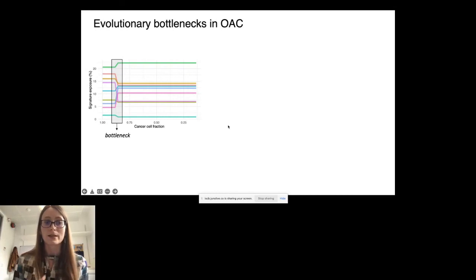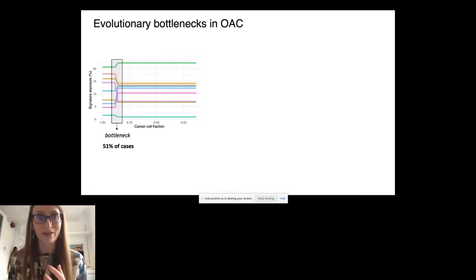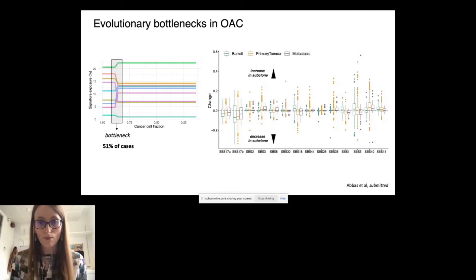Of the mutations. So it's these kinds of changes that we're trying to capture, and we call these bottlenecks. And we find that there are such bottlenecks, where the mutational signature dynamics is changing, in 51% of the cases in our tumors that we study. And what is happening at these bottlenecks?